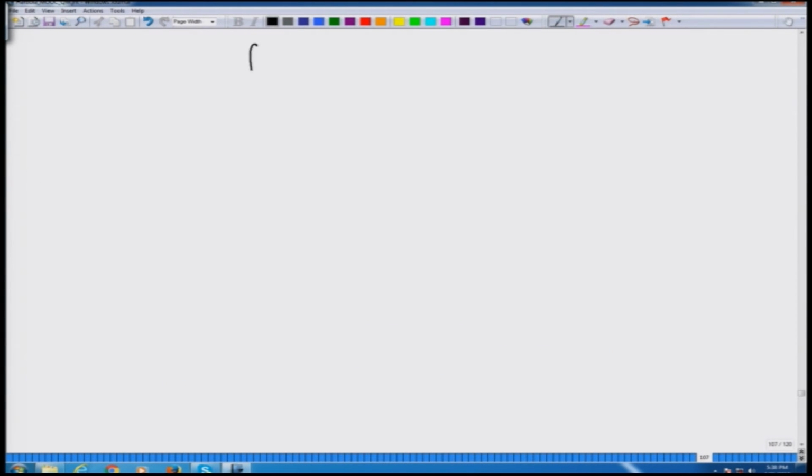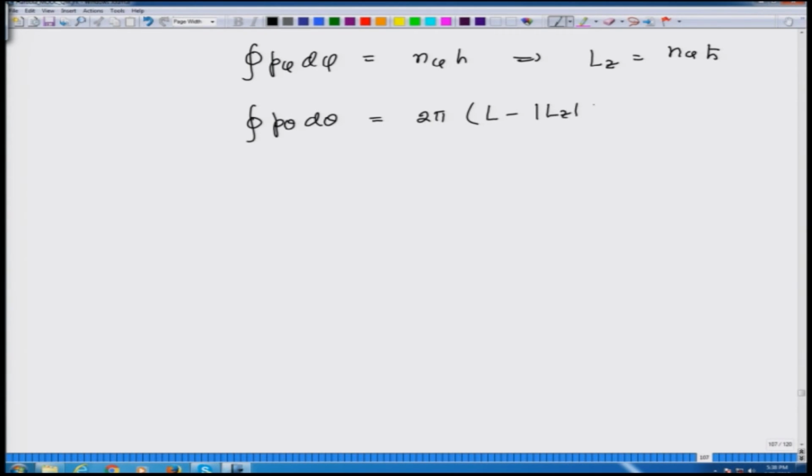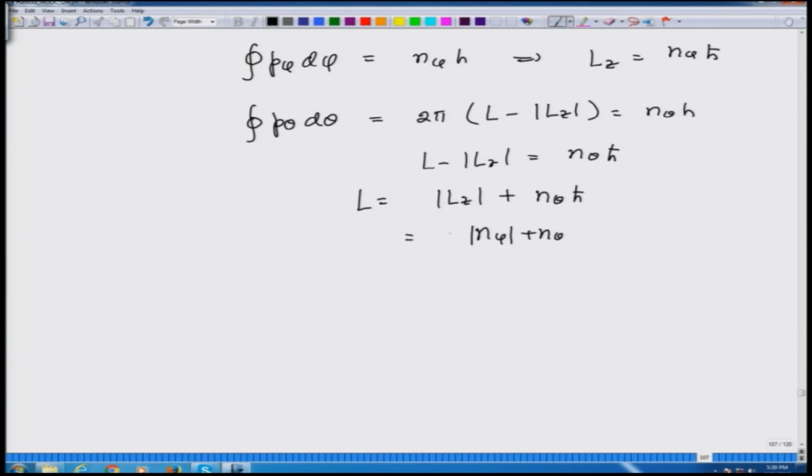So, what we have found is integral p phi d phi is equal to n phi h gives you Lz equals n phi h cross, and integral p theta d theta gives you 2 pi (L minus mod Lz) equals n theta h, or L minus mod Lz is equal to n theta h cross, or L equals mod Lz plus n theta h cross, which is (n phi plus n theta) modulus h cross.